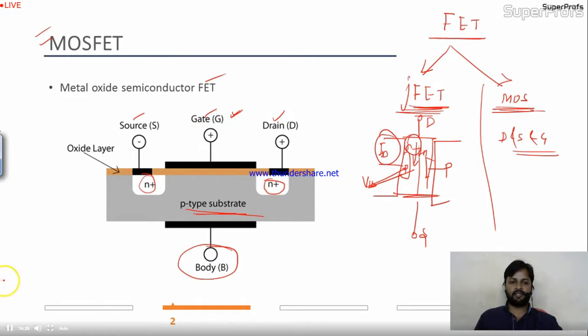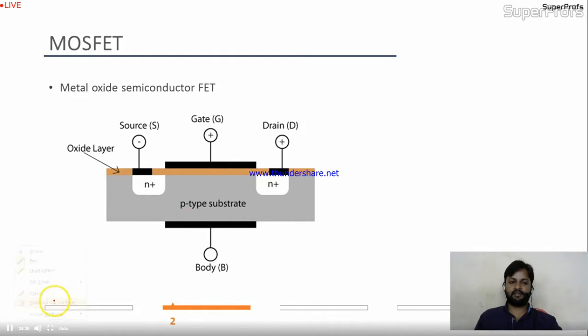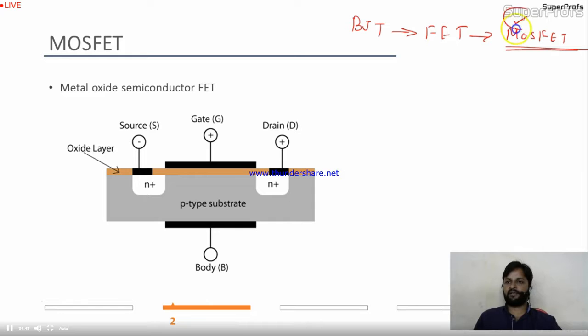In the MOSFET, actually, we have seen the JFET, right? JFET was faster than BJT. So BJT, then FET, and the more advanced version is MOSFET. The advantages of MOSFET are more than FET and BJT.